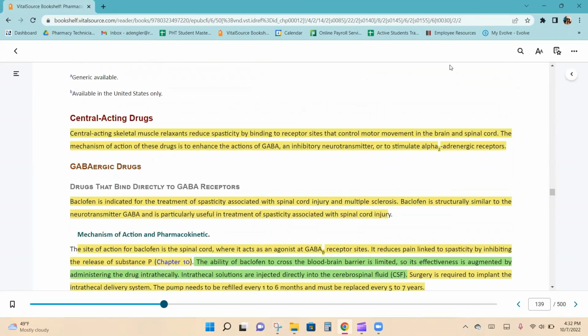Central acting skeletal muscle relaxants reduce spasticity by binding to receptor sites that control motor movement in the brain and spinal cord. The mechanism of action of these drugs is to enhance the actions of GABA, an inhibitory neurotransmitter, or to stimulate alpha-2 adrenergic receptors. Baclofen is indicated for the treatment of spasticity associated with spinal cord injuries and multiple sclerosis. Baclofen is structurally similar to the neurotransmitter GABA and is particularly useful in treatment of spasticity involved with the spinal cord injuries.